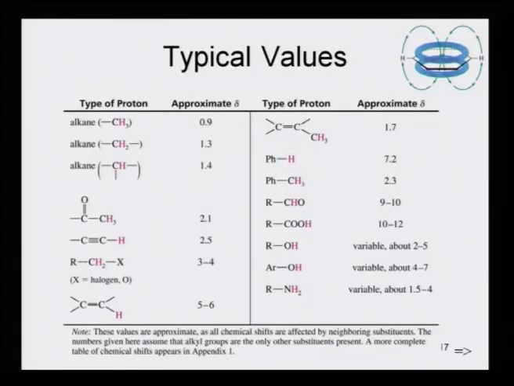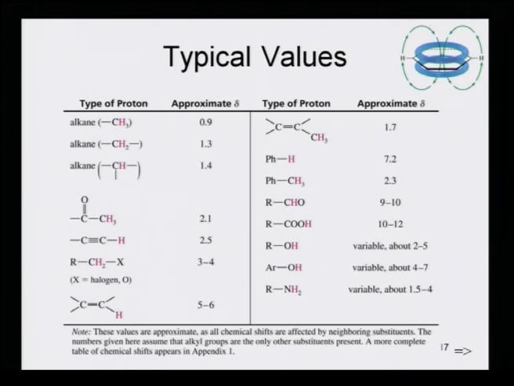Similarly, if there is a methyl group attached to an olefinic bond, that methyl will appear at 1.7. Simple methyl does not appear at 1.7, it appears at 0.9. So, you see that the shift has occurred because of the olefinic bond that is in continuation. So, that is causing the deshielding to occur.